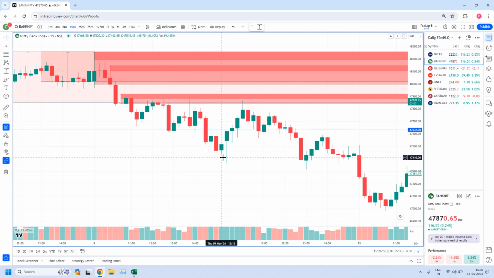Again reached, giving a good move. Again reached, giving a good move. That means definitely this is a high liquidity zone. There is a higher possibility. If this is a high liquidity zone, then we can plan for an aggressive trade.